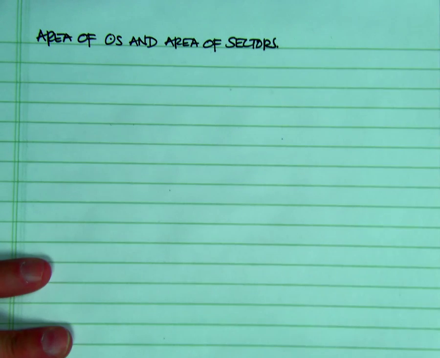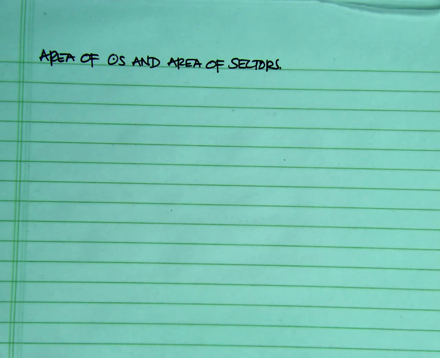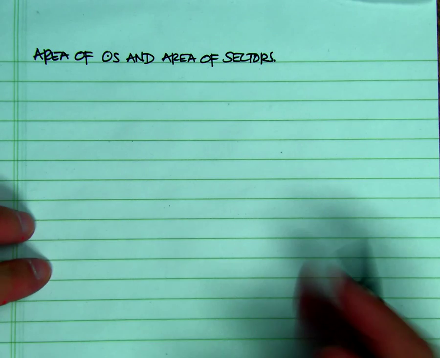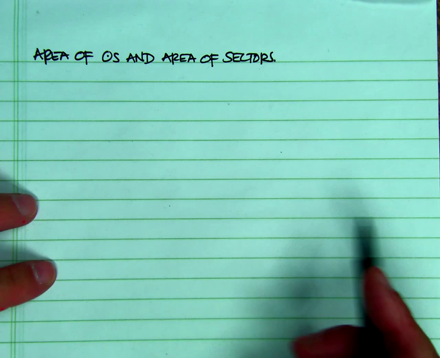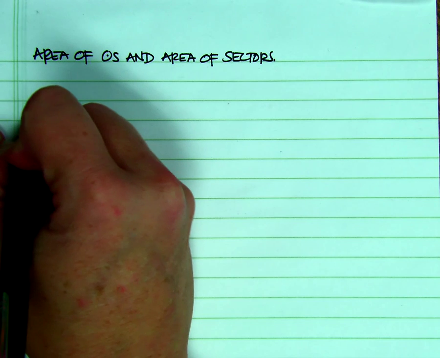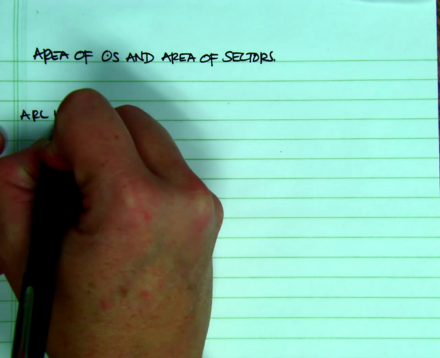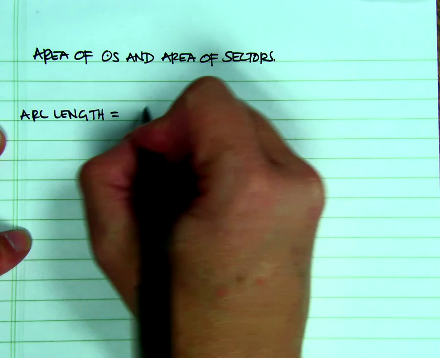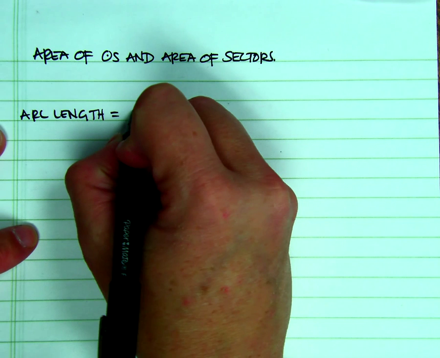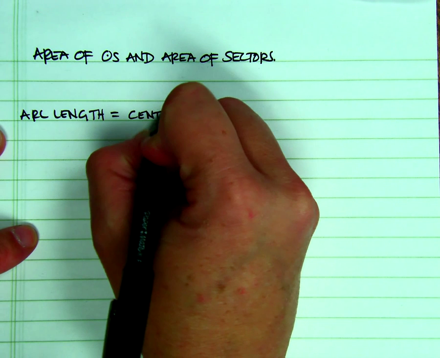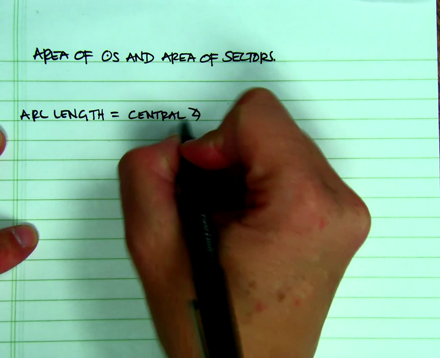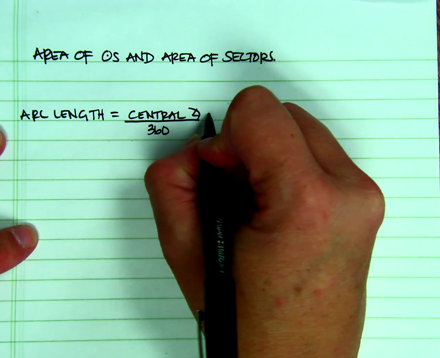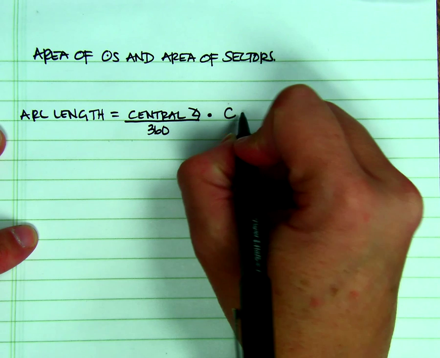Okay, so today we're going to do the area of circles and the area of sectors. This is much like when we were finding the arc length. So when we were doing arc length, if you remember, arc length equaled the piece, or in other words, the central angle divided by 360 times the circumference of the circle.